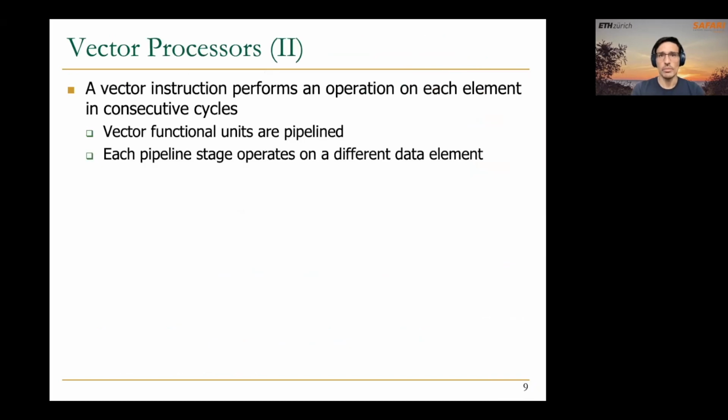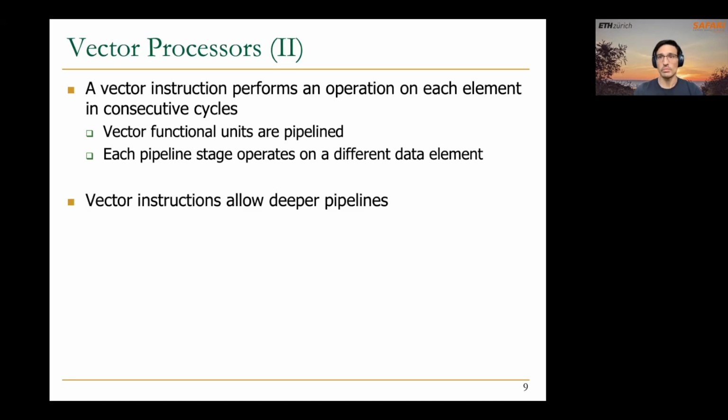So now, a vector instruction performs an operation on each data element in consecutive cycles. So vector functional units are pipelined. In the most basic example of a vector processor, we are going to assume that we have only one single functional unit for each instruction, as in the simplified vector processor that we saw a couple of slides ago. But these units are pipelines. So in each pipeline stage, we are operating on a different data element of the vector.